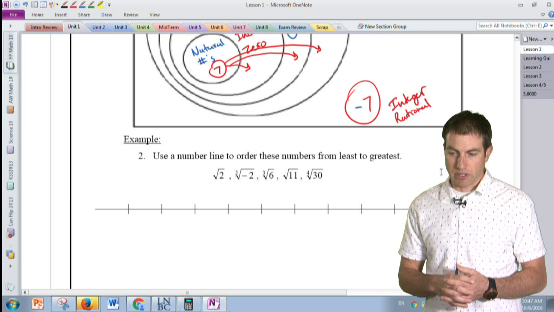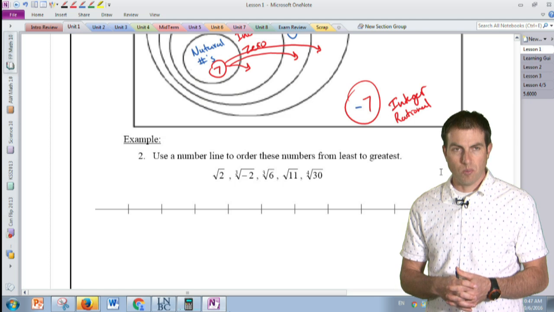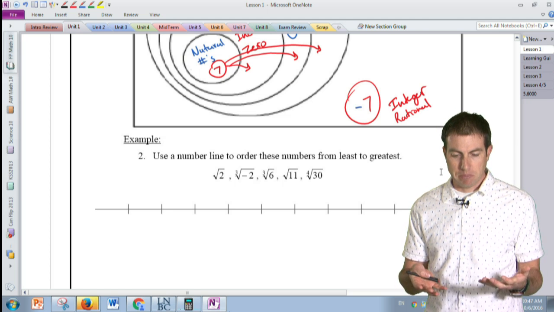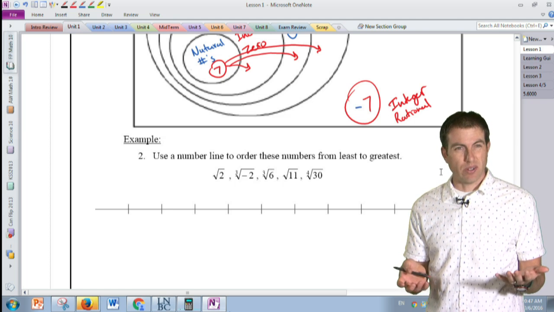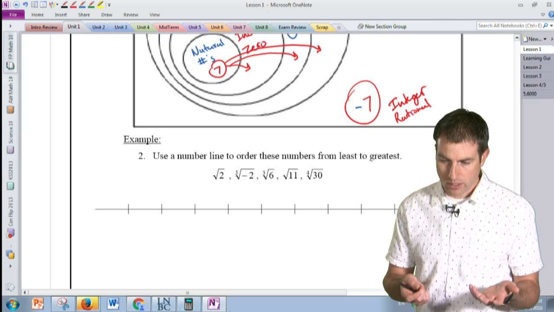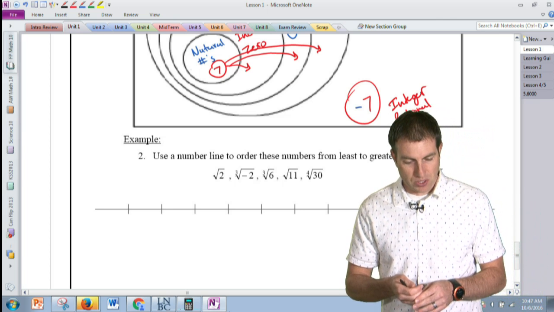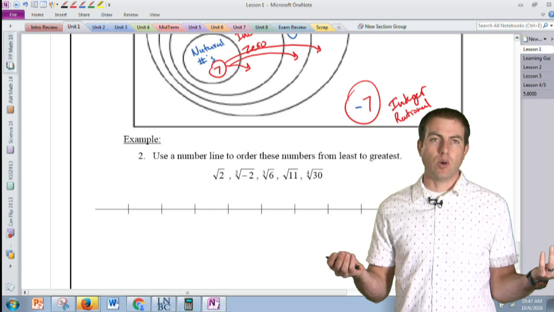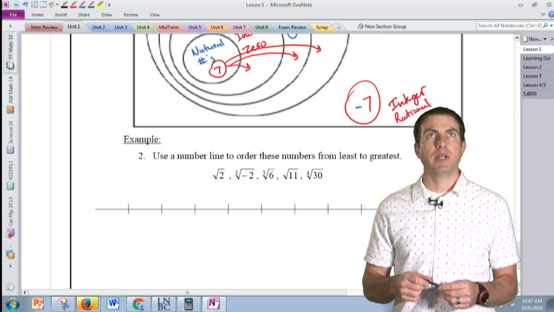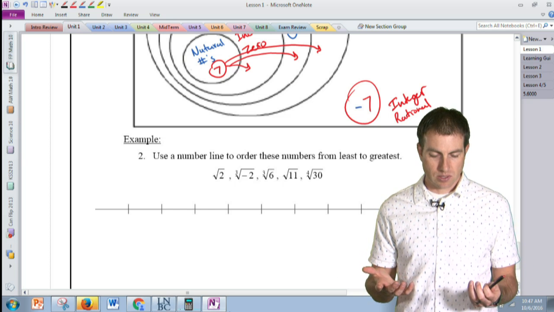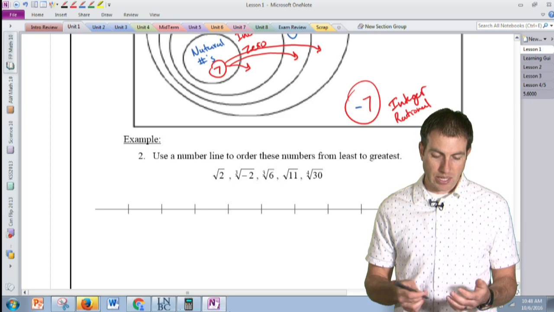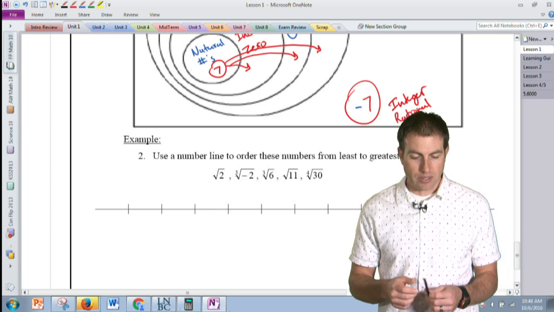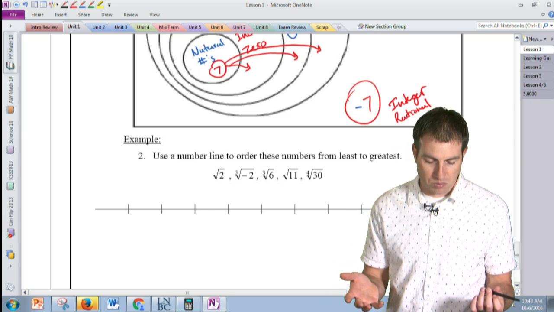We need to figure out where everything goes. Looking at them, the square root of 2, I know that's about 1.41, I think. But the cube root of negative 2, I have no idea what that is. A number multiplied by itself 3 times that gives us negative 2. It's going to be a decimal. It's irrational. The cube root of 6, again, it's going to be a decimal.